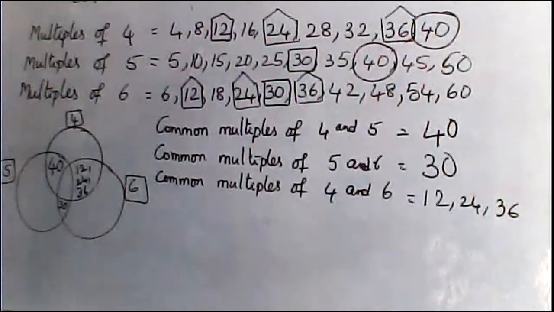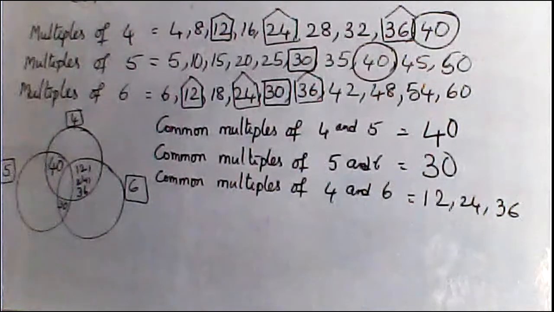Now, in the common multiple of the 3 numbers, what do you have? Do you have any numbers? Nothing, ma'am.